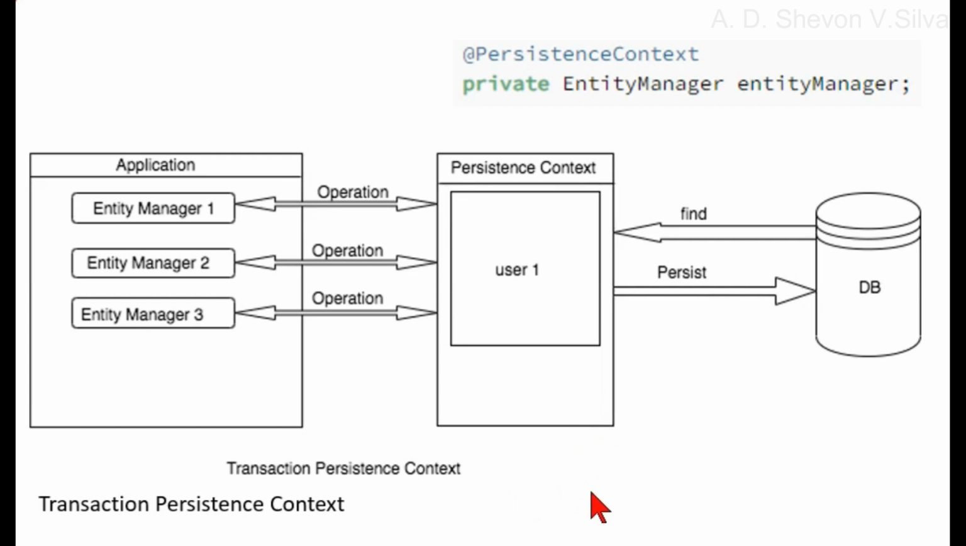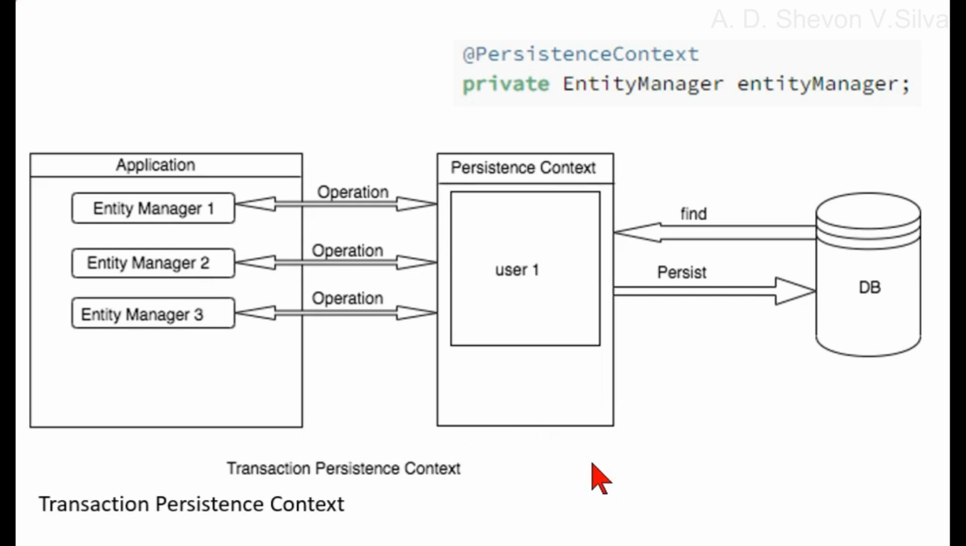As soon as the transaction finishes, the entities present in the persistent context will be flushed into the persistent storage. When we perform any operation inside the transaction, the entity manager checks for a persistent context. If one exists, then it will be used, otherwise it will create a persistence context.